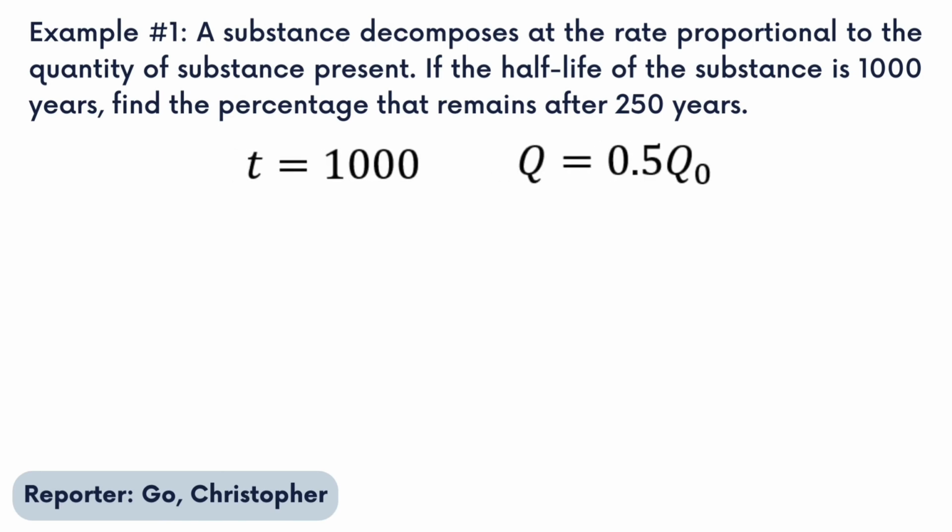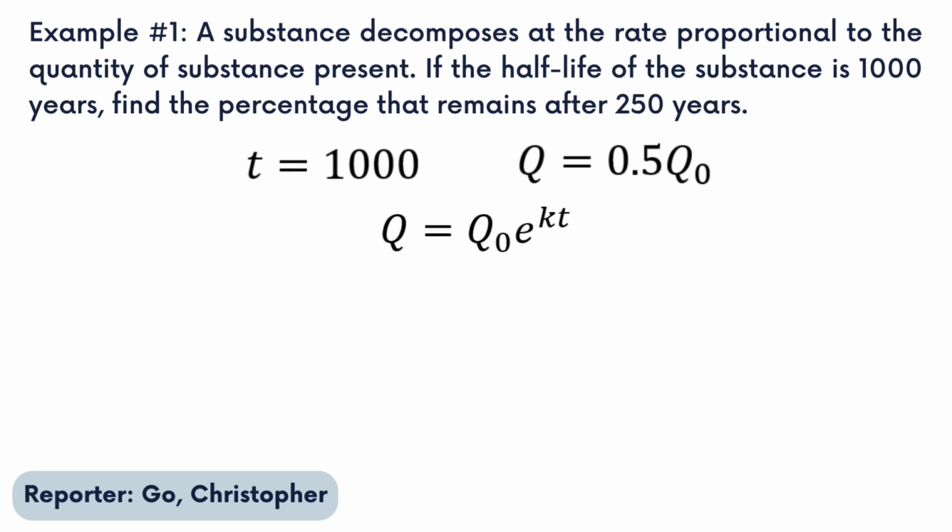And the value for time is t equals 1,000 years. Given din ang quantity. And sabi nga dito, after 1,000 years, kalahati na lang ang natira. Meaning, kalahati ng initial quantity. Kaya ang quantity dito ay equal sa 1/2 ng initial quantity or 0.5 q sub 0. Gagamitin nating formula ay exponential growth law, which is q equal q sub 0 multiplied by e raised to kt.